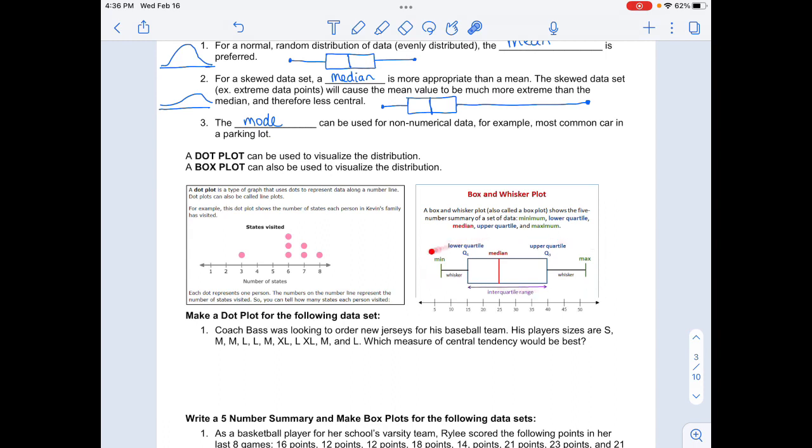A box and whisker plot has something called a 5-number summary that we use. These include the things on here. We have our minimum, our lower quartile, or Q1, our median, upper quartile, or Q3, and our maximum. And those form that box and whisker plot.